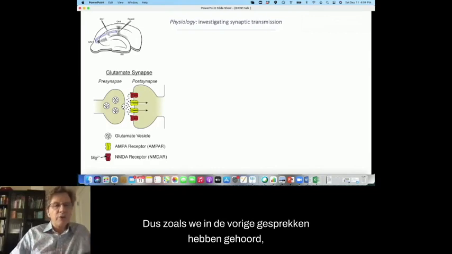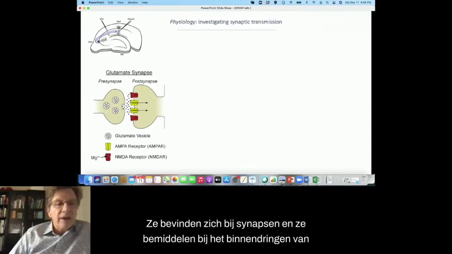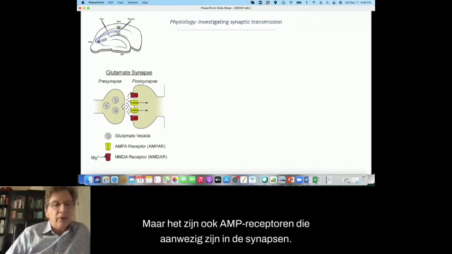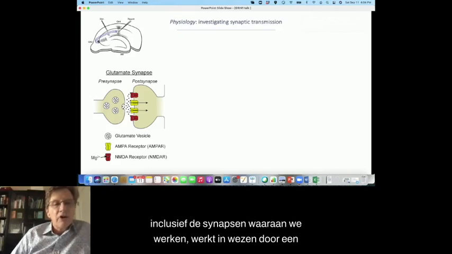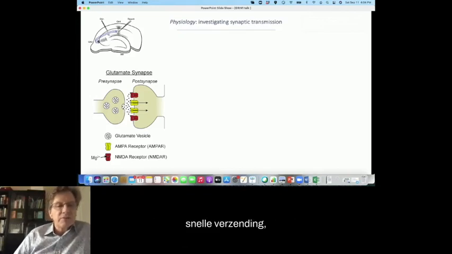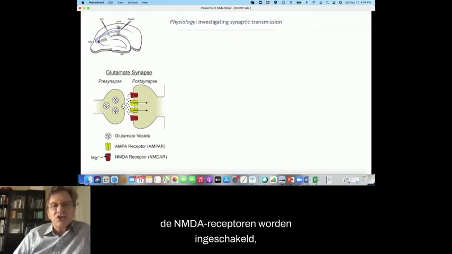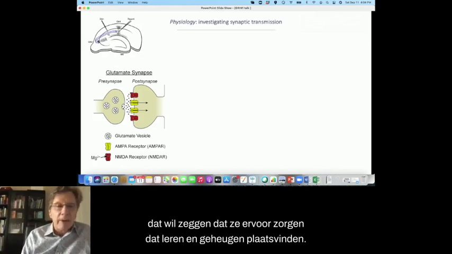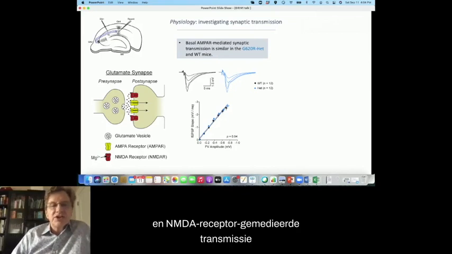So as we've heard in the previous talks, the NMDA receptors are very important. They're at synapses, and they mediate calcium entry and also charge transfer into the cell. But there are also AMPA receptors present at the synapse. And most synapses in the brain, including the synapse we work on, essentially operates by fast transmission working via the AMPA receptors. And under certain conditions, the NMDA receptors become engaged, where they trigger changes in the efficacy of the synapses. That is, they cause learning and memory to happen. So we have studied both AMPA transmission and NMDA receptor mediated transmission at these synapses.